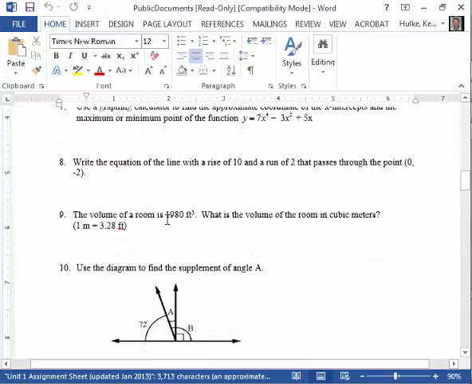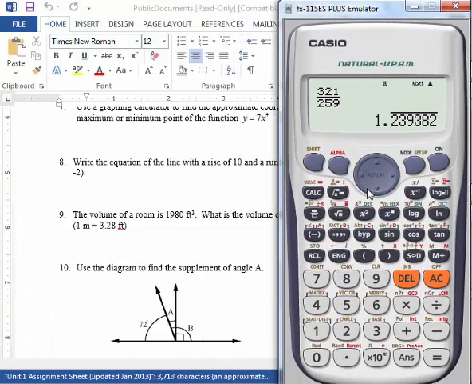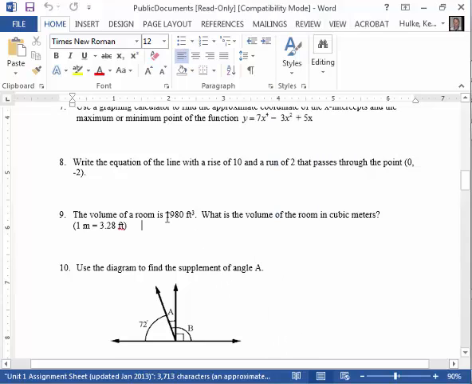The volume of a room is 1980 cubic feet. What is the volume of the room in cubic meters? 1 meter is 3.28 feet. So on our calculator, we're going to take 1980, and since we're going from a smaller unit to a bigger unit, we're going to get a smaller number, so we're going to divide by 3.28 to the third, and we get about 56. Well, we need 3 sig digs, so 56.1.